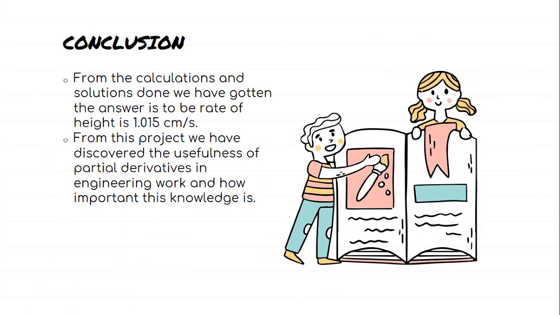In conclusion, from the calculations and solutions done, we have gotten the answer: the rate of height change is 1.015 centimeters per second. From this project, we have discovered the usefulness of partial derivatives in engineering work and how important this knowledge is.